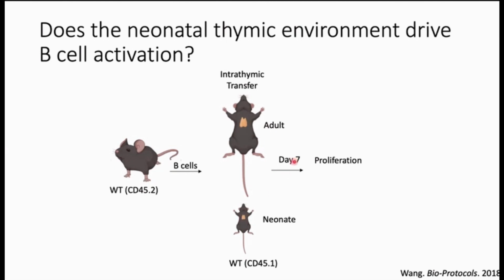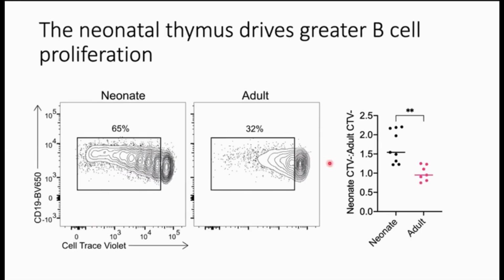We then waited for 7 days, and we looked at proliferation in this system. And what we found was that the neonatal thymus does drive greater B cell proliferation. This is cells that were transferred into the neonate or cells that were transferred into the adult. Again, these are the exact same cells, but just split and transferred into different mice. This has been already gated on B cells that were donated into the mouse, not the host cells. And this is gated on CD19, which is just a B cell marker, and then cell trace violet.